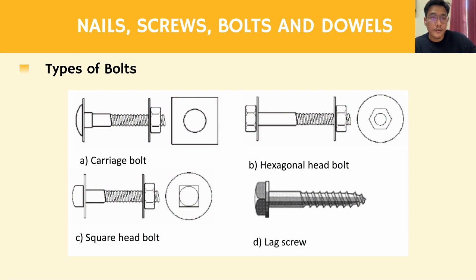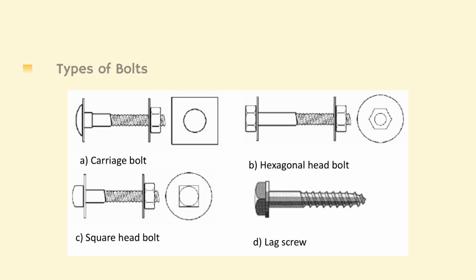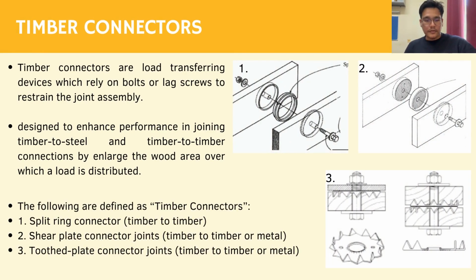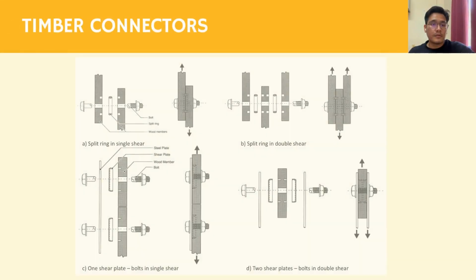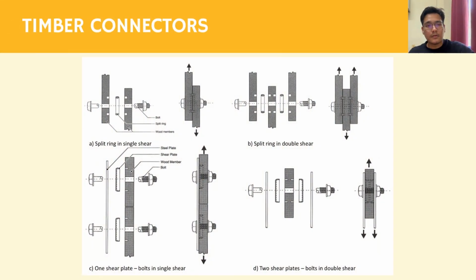We have carriage bolt, hexagonal head bolt, square head bolt, and also the lag screw. Next, the timber connectors: firstly the split rings, which are only used for timber to timber connections. Secondly, we have the shear plate connector, and thirdly the tooth plate connector, which can both be used for timber to timber connections and also timber to steel connections. So these are some examples of how the timber connectors can be used.